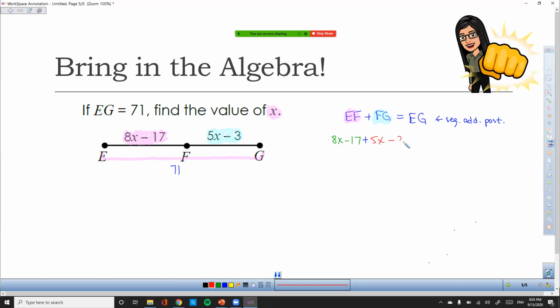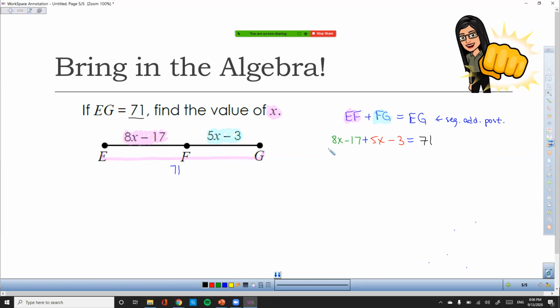5x minus 3, and then I continue my equation equals to, and how much did they tell me the length of segment EG was? They told me the length of segment EG was 71. So EG is 71. So there you go. I just set up my equation by simply substituting into my formula for the segment addition postulate. Again, I just substituted the information that they gave me here to come up with my equation.